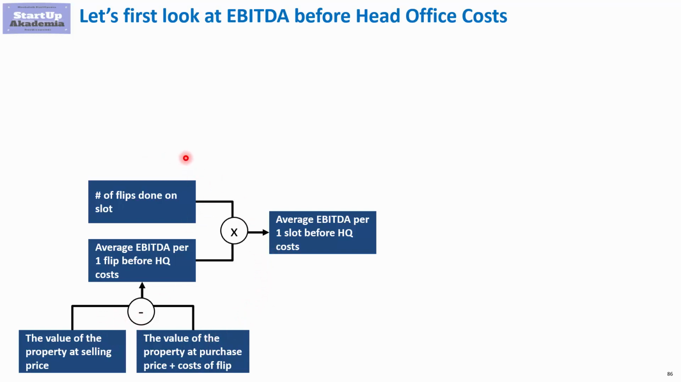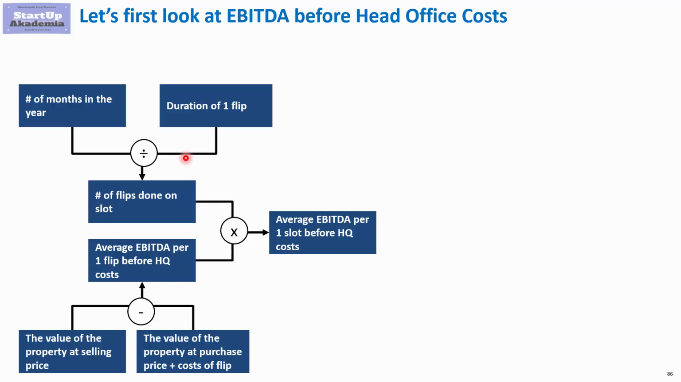The number of flips done on one slot will depend obviously on how many months we've got in the year, so it's always 12, and then the duration of one flip. So if I'm able to do a flip within 3 months, I'm able to do 4 flips in 1 year with one slot. If the duration is, for example, 6 months, then I'm only able to do 2 flips. So the duration of the flip will impact the number of flips done on one slot.